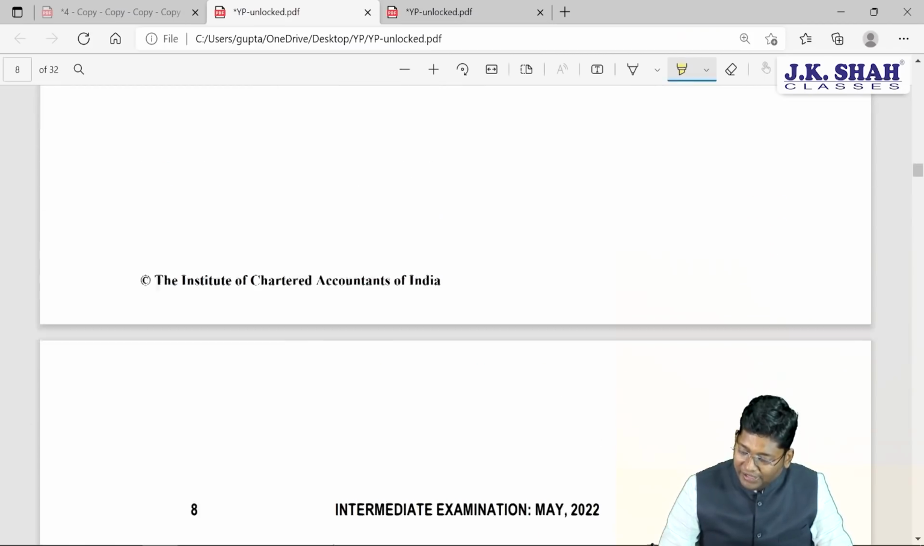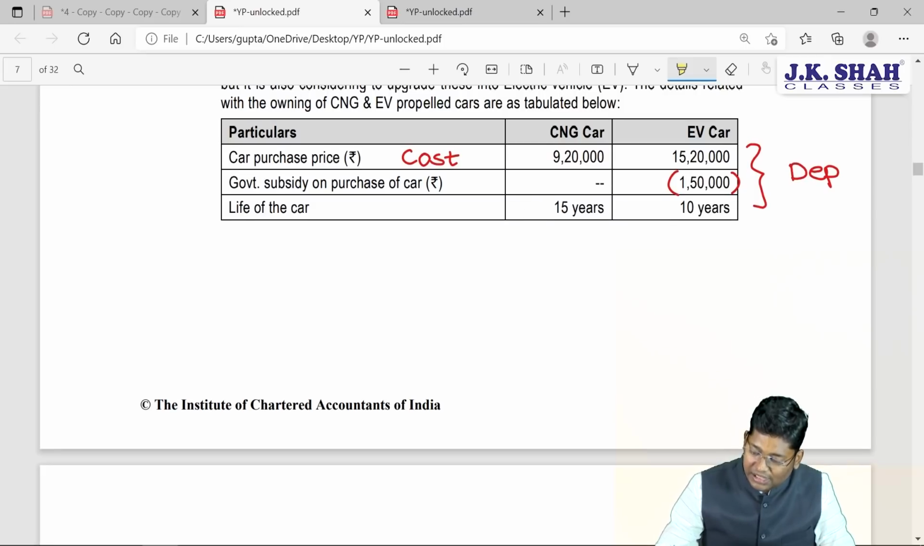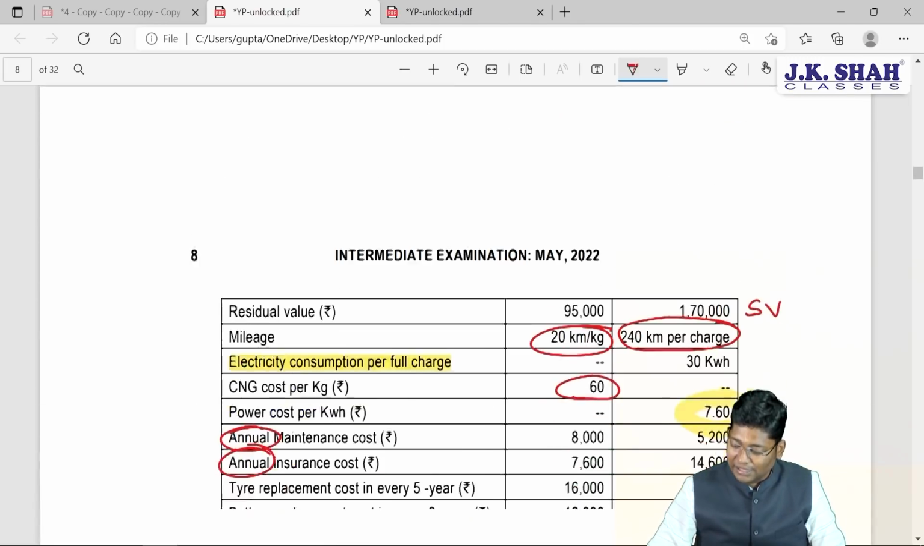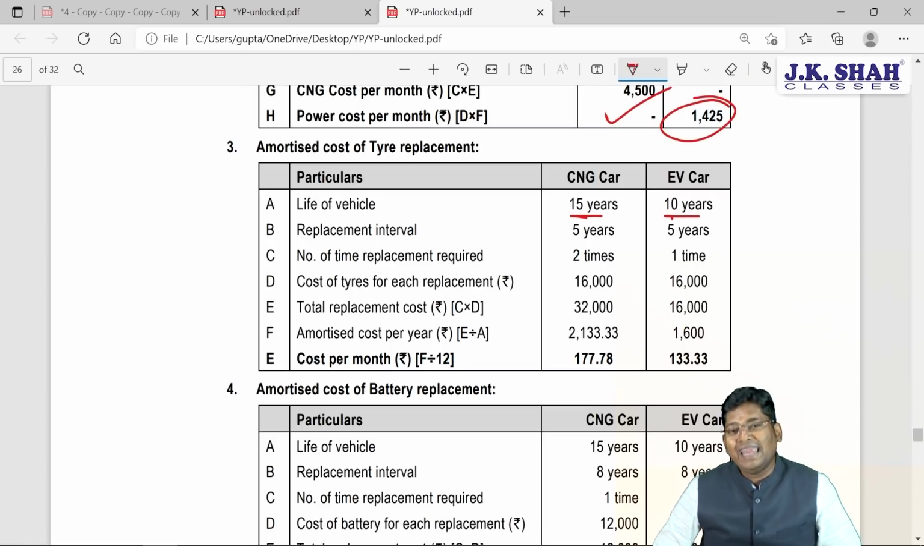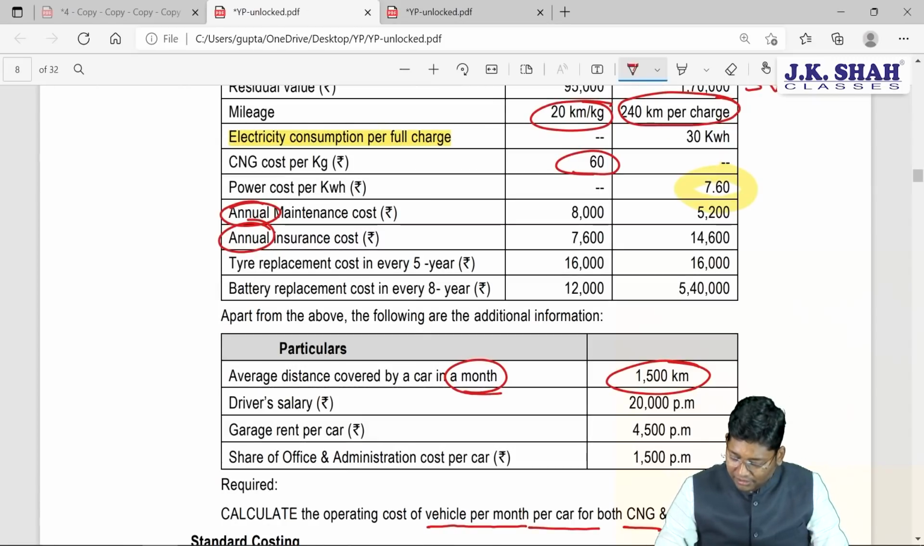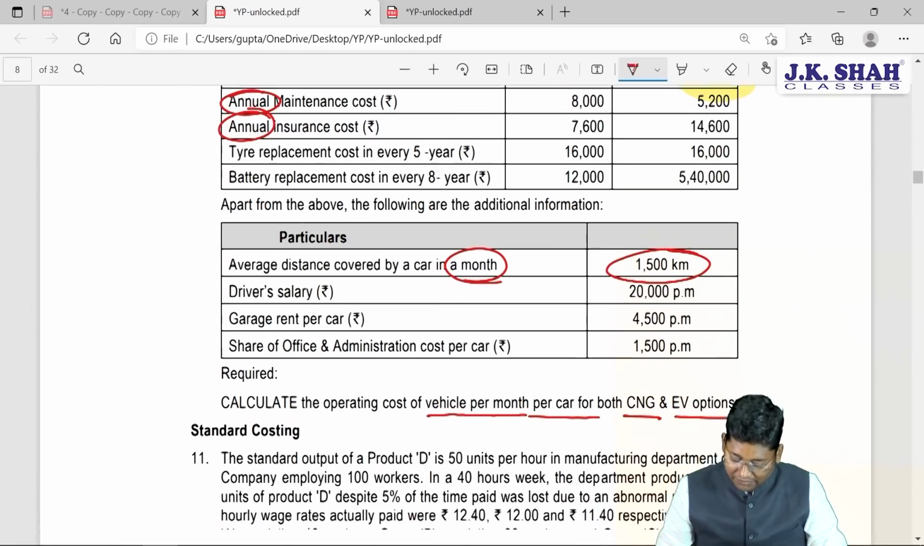The life of the vehicle, if you check in the question, the CNG car's life is given as 15 years and the EV car's life is given as 10 years. So we have considered the life of the vehicle as 15 years and 10 years. Now, how many times is replacement of tire required?